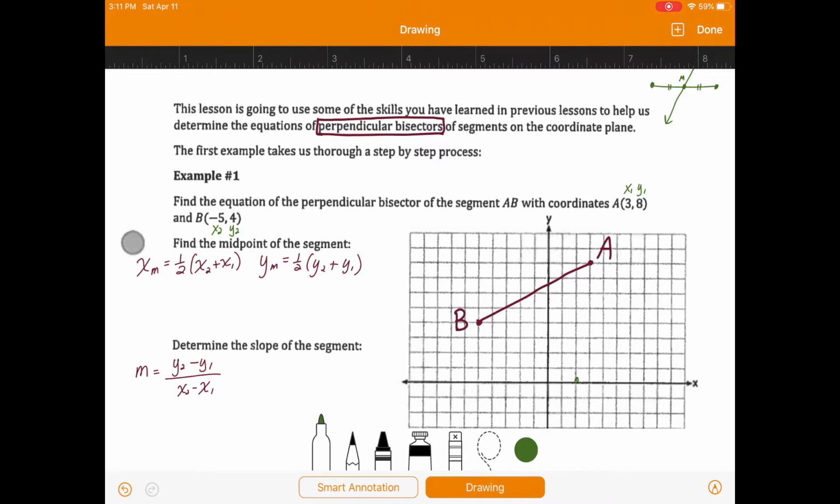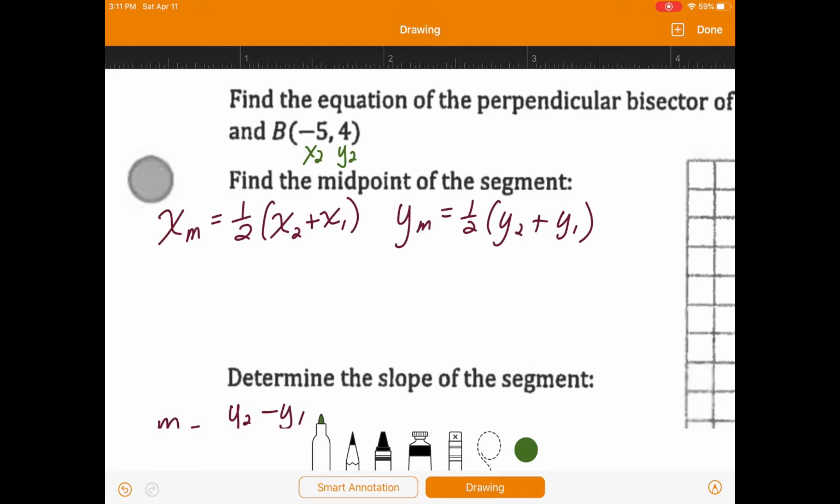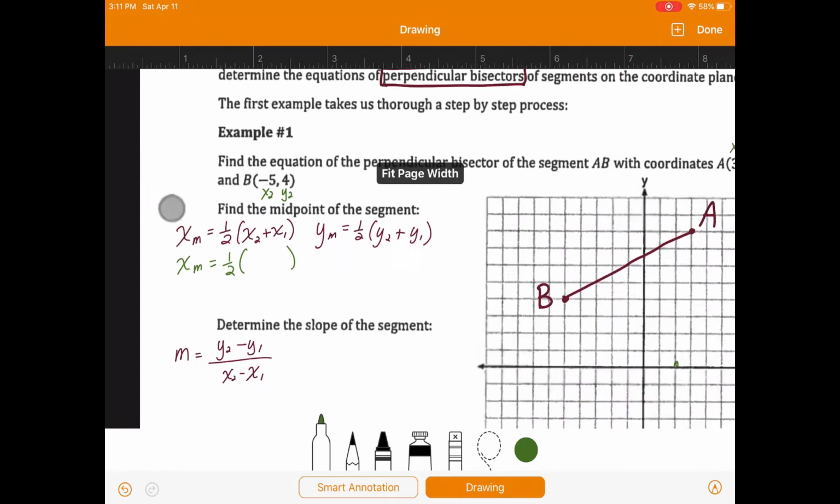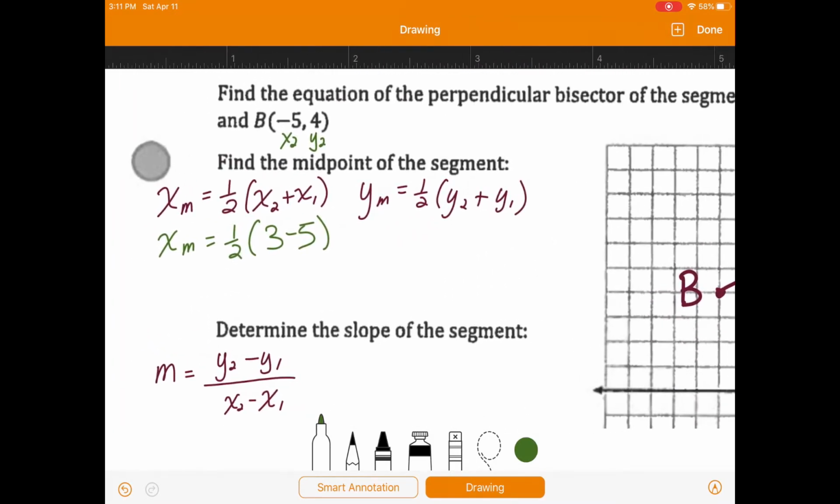So we've got those as our pieces, and we're going to plug those into our midpoint formulas. So the x value for the midpoint is going to be half of our two x values added together. So that's 3 plus -5. So 3 plus a -5 is the same thing as 3 minus 5. And I'll just finish this one out. So we've got x value of the midpoint is half of -2. And that means that half of -2 is -1. So our midpoint is going to have an x value of -1.